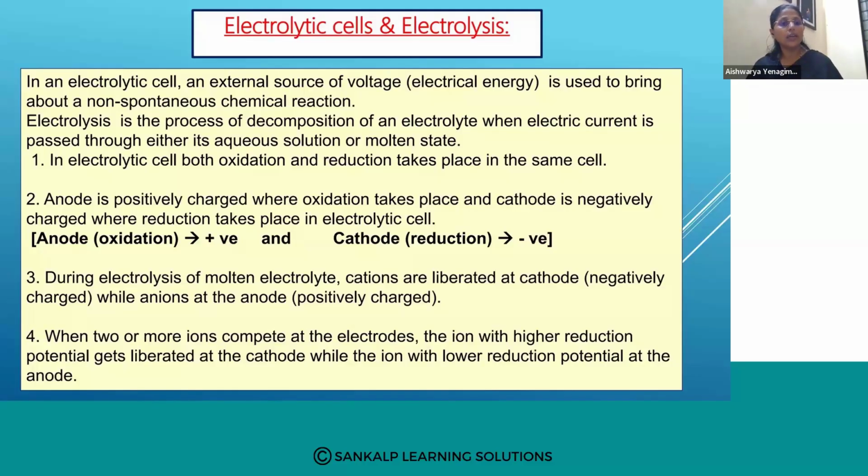Okay. In the electrolytic cell, an external energy source of voltage, that is electrical energy, is used to bring about a non-spontaneous chemical reaction. Electrolysis is a process of what? It is the process of breaking down, decomposition of an electrolyte using electric current. Electro stands for electricity, lysis stands for to break down. So you are breaking down an electrolyte, a compound into its ions. So decomposition is going to take place of the electrolyte in presence of electric current.